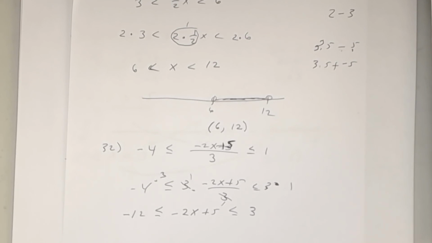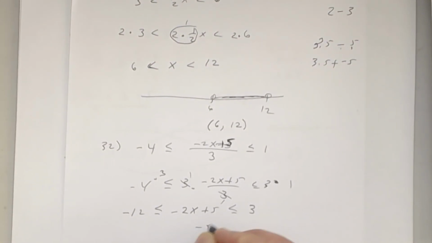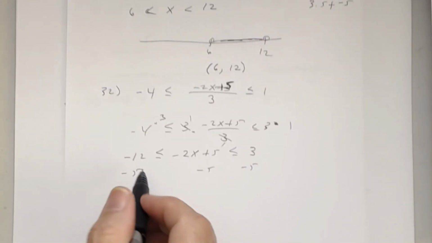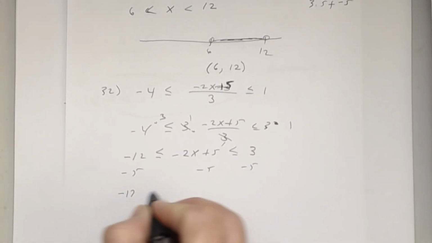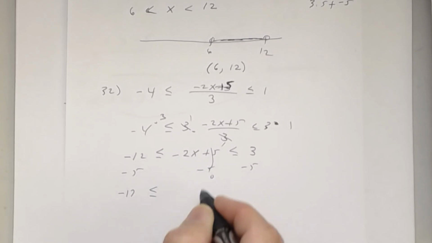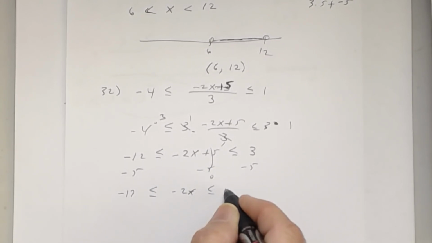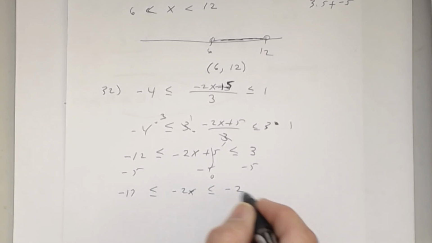You clear the fraction. Subtract 5, and then at the end you're going to divide by -2. So remember, when you divide by a negative, you're going to go back to the one we just did to help you. So you can subtract 5 from all parts, correct? Combine like terms. What's going to be over here? -17. All right. Is less than or equal to -2x. Is less than or equal to... Do you want us to flip the signs or not yet? Not yet. You haven't divided by a negative number yet. -2.